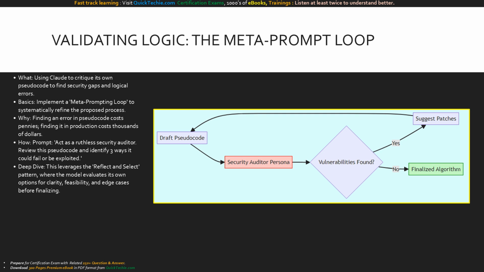Look at the red security auditor node in our validation cycle. The draft pseudocode enters this node and gets aggressively tested against edge cases. If vulnerabilities are found, taking the yes path, Claude suggests patches and routes the workflow right back to the beginning to rewrite the pseudocode. This iterative loop continues until no vulnerabilities are found, allowing the system to exit safely into the green, finalized algorithm state. It is a brilliant self-healing design mechanism.